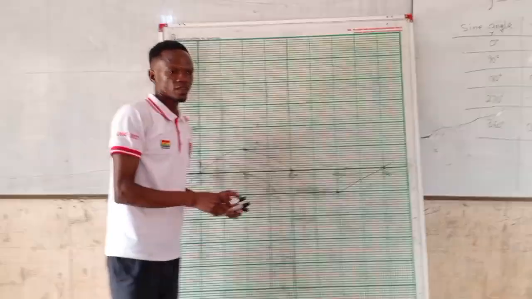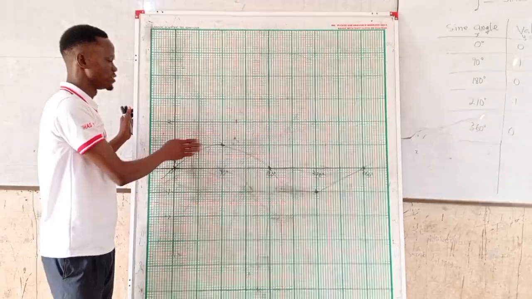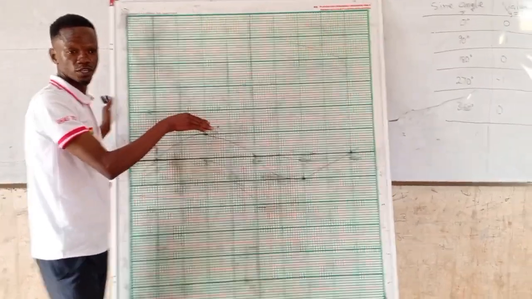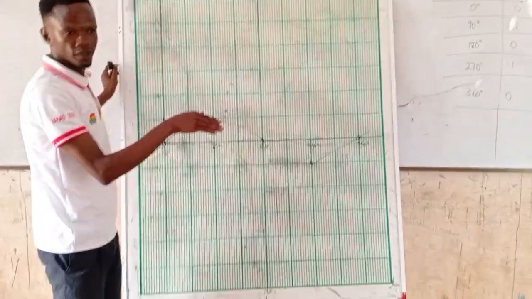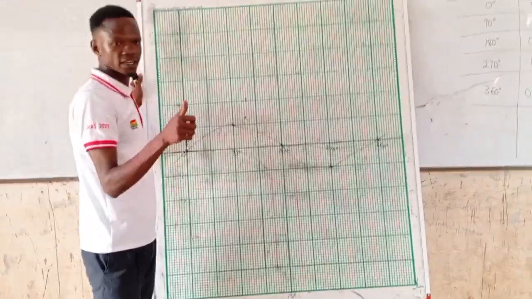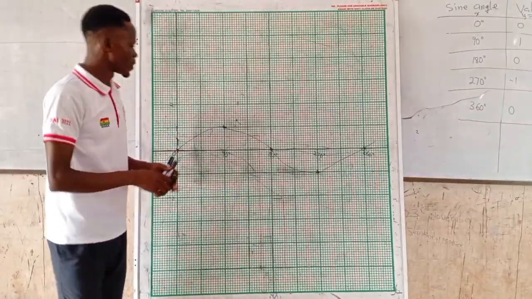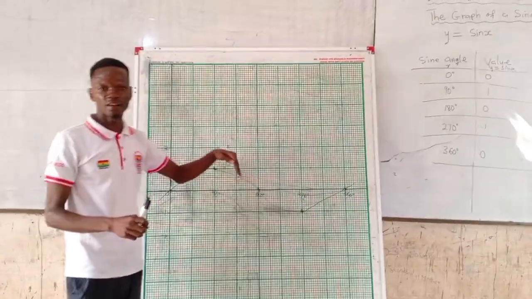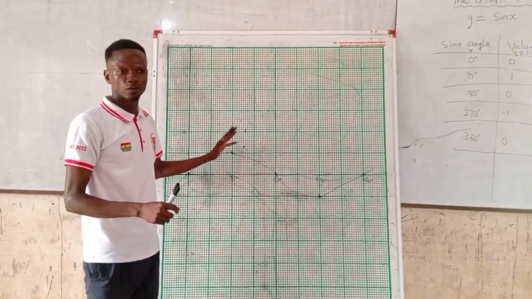Is that okay? Now, what shape can you see from here? How does the shape look like? What can you relate the shape to in real life? The wave. It looks like what? A wave. Excellent. I like that. So this is a wave-like what? Curve. So it means the graph of sine x looks like what?